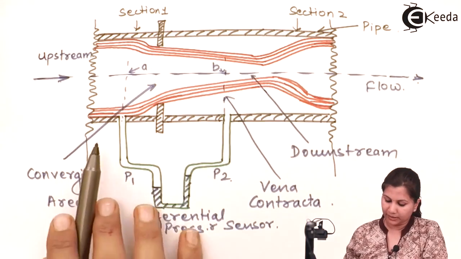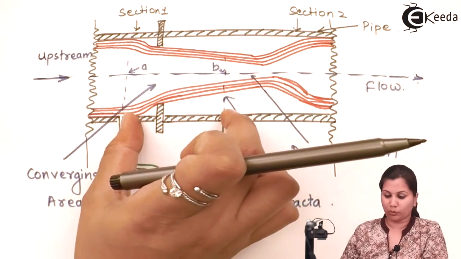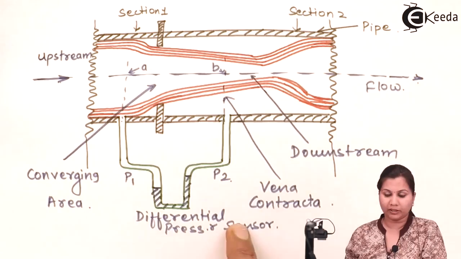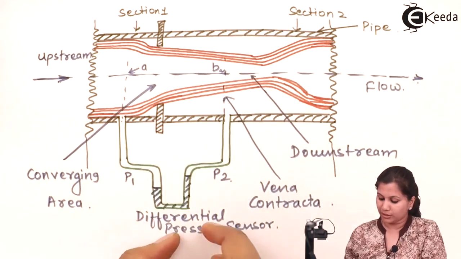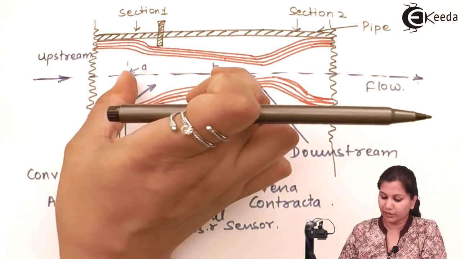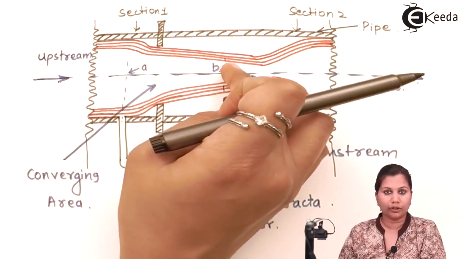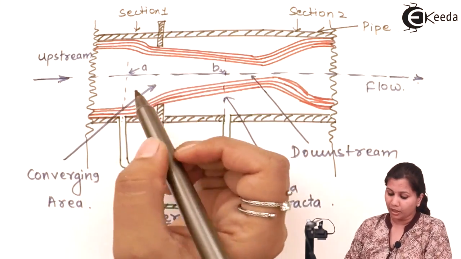There are 2 points here, 1 and 2, and these points are provided to attach the U-tube manometer, which is a differential pressure sensor. So this pressure sensor is going to measure the difference in the pressure at these two positions, 1 and 2, or A and B. Okay.